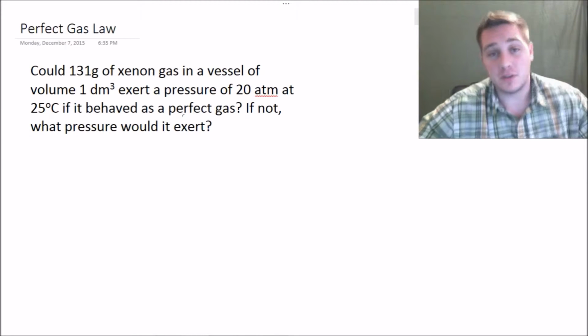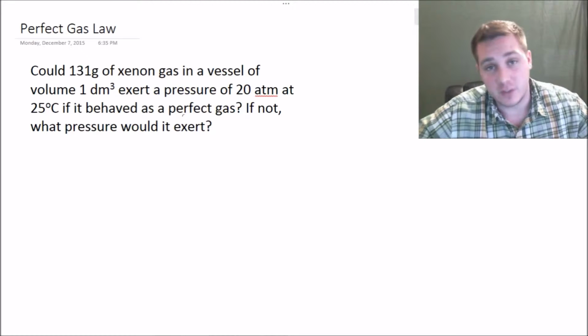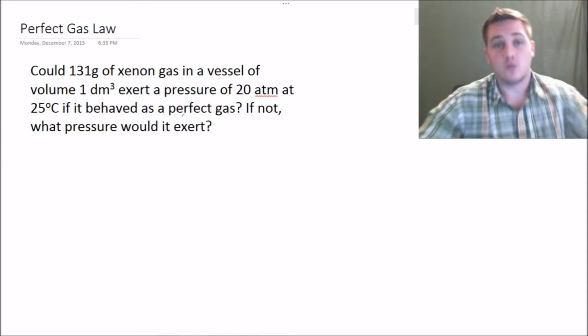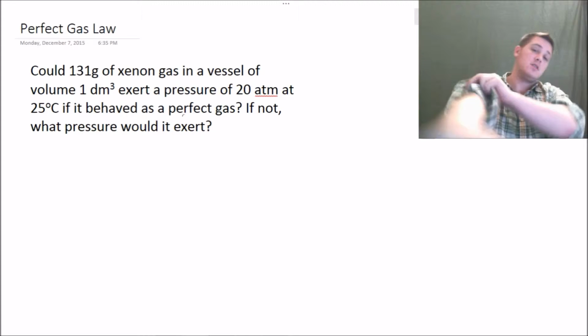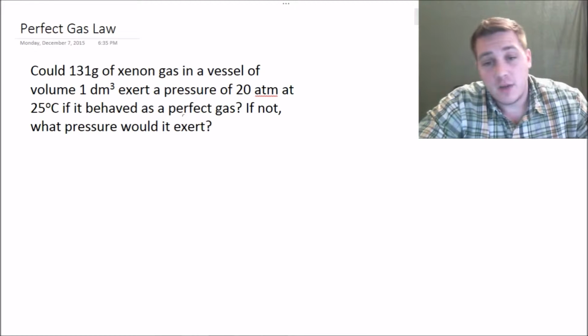Today is going to be part 2 of Perfect Gas Law, where we're doing an example problem. This is from Dr. Atkins' physical chemistry book, chapter 1, section A. I think this is the first problem. So let's roll up our sleeves and do some chemistry. We're going to begin by reading the word problem and highlighting some important information.